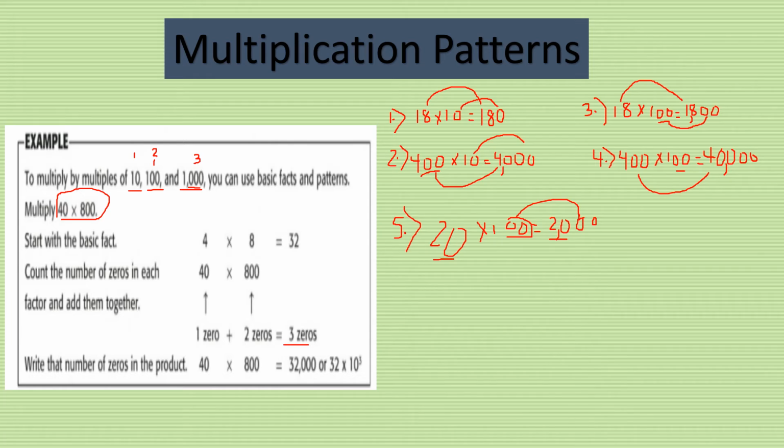Now write the number of zeros in the product. So I will set 32. 32 I get from the 4 times 8, plus the 3 zeros. So my answer is going to be 32,000.